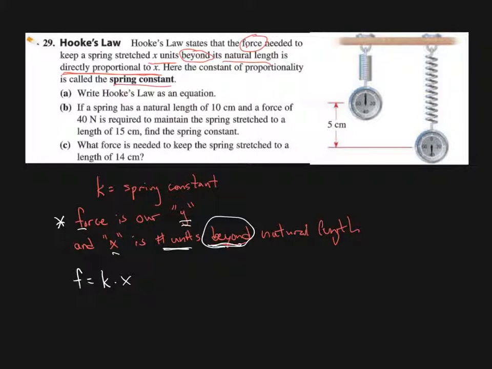So this would satisfy our answer for A above. Now B starts giving us some information. It says a spring has a natural length. So the natural length is 10 centimeters.